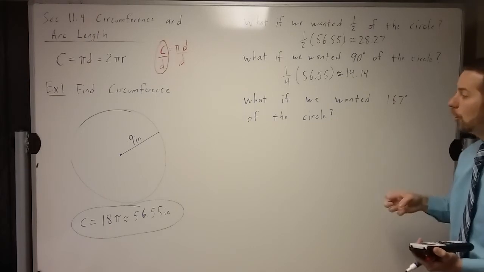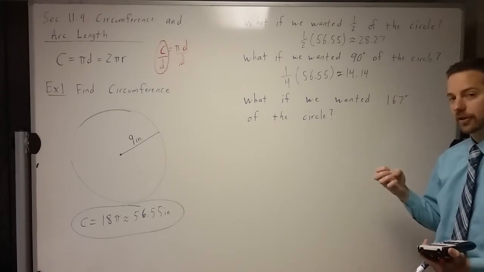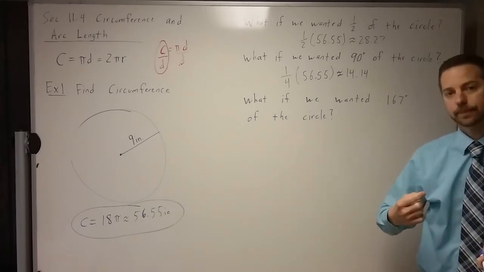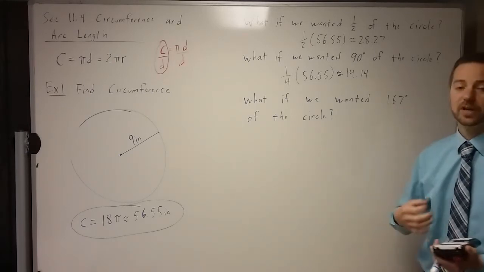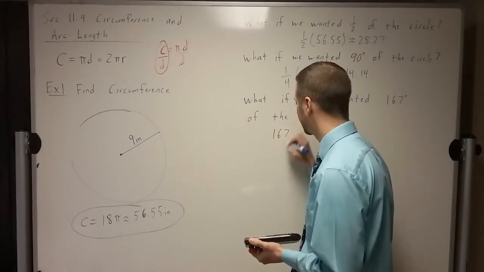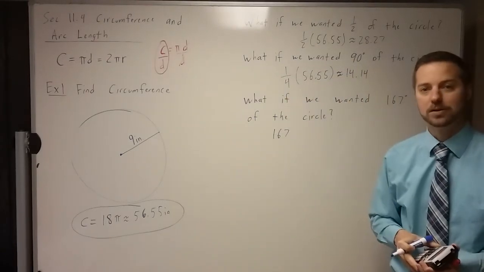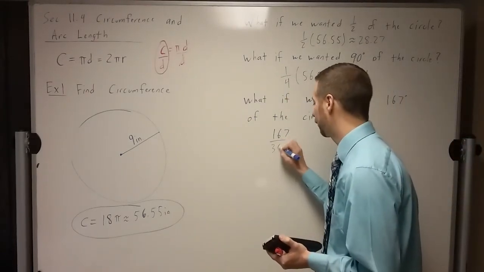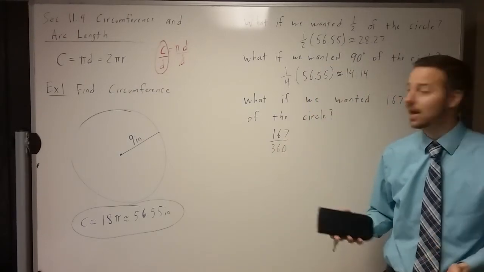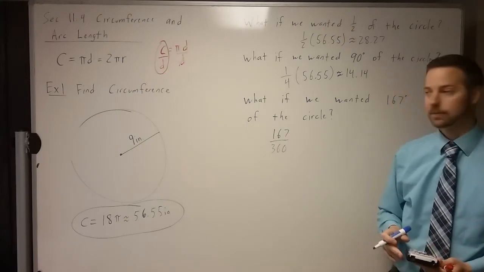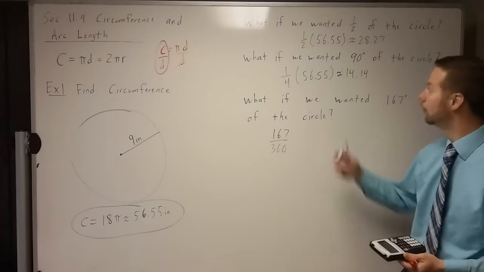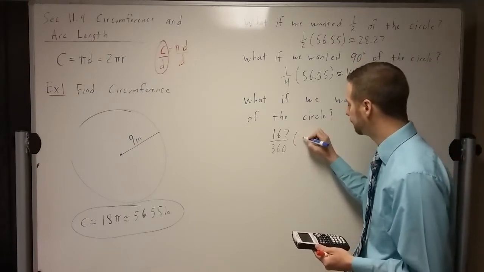However, you can always make a fraction out of this degree measure because this degree measure is always out of the entire circle. And the entire circle is 360 degrees. So if I wanted to use 167 degrees, then the fraction of the circle I want to use is 167/360ths. I told you it wasn't a nice fraction, but that's okay. It doesn't really need to be a nice fraction. And so we want to use 167/360 of the entire circumference, or of the circle.